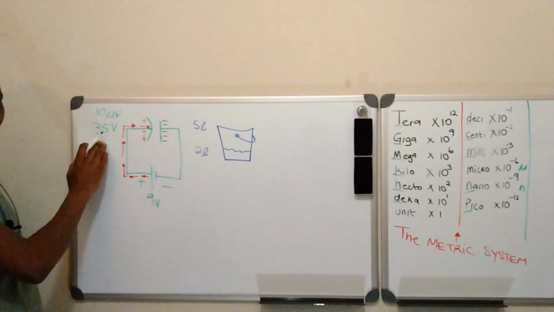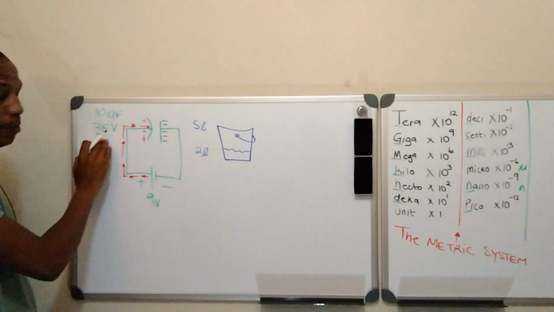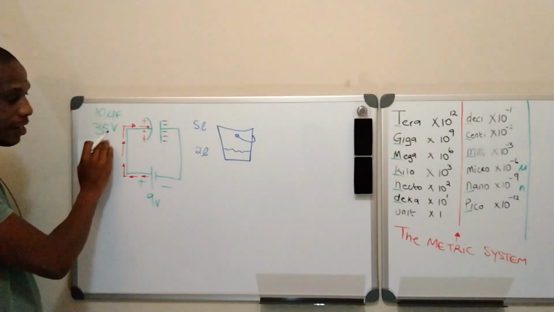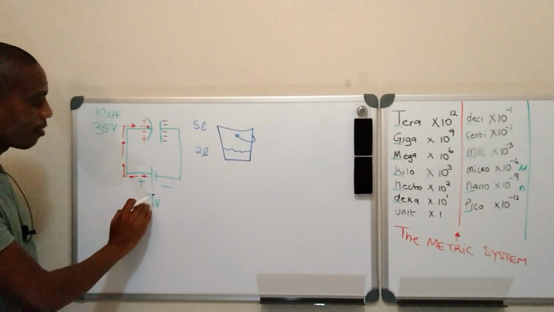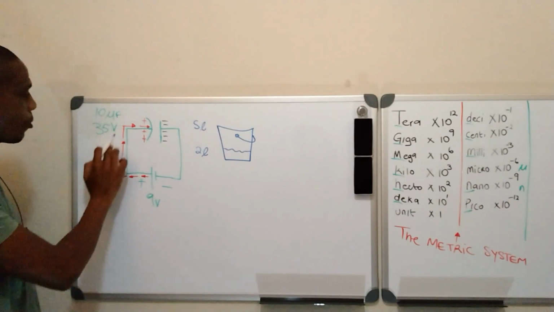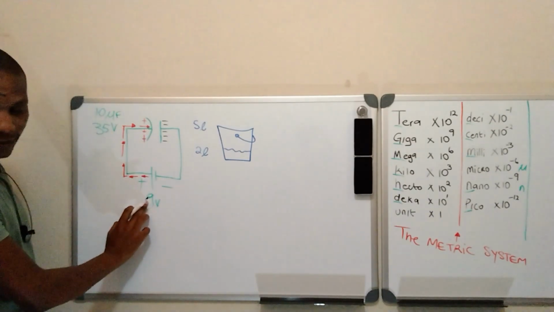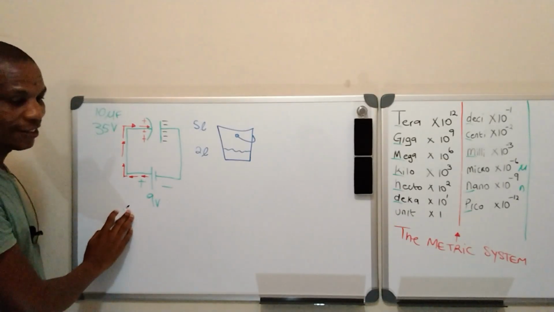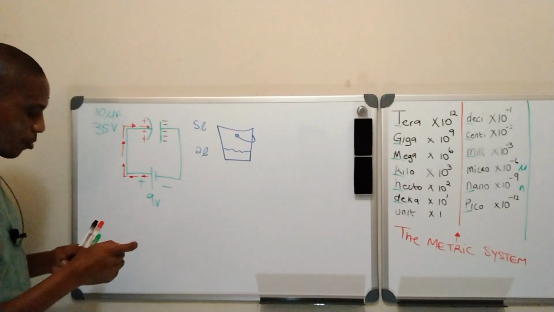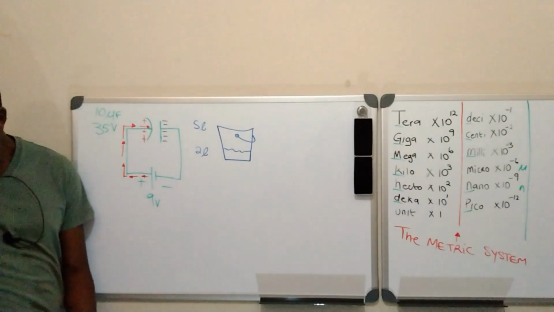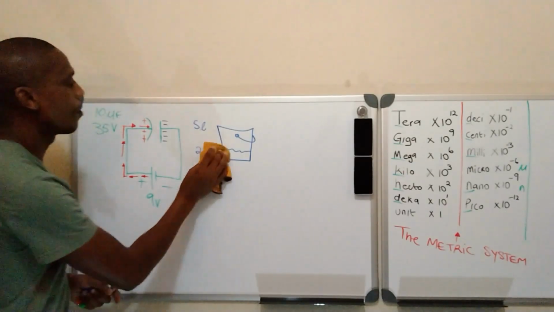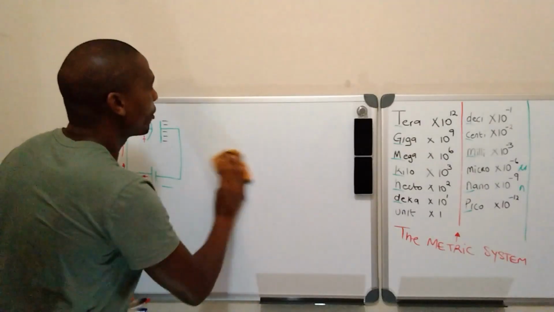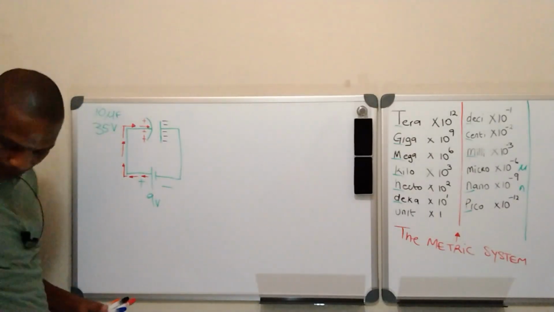The same applies with the capacitor. This capacitor can handle up to 35 volt. Does it make sense? But you only supply it with 9 volt. So it will charge up to 9 volt. Then it will stop right there. So now we need to calculate how much charge we will have in this capacitor after it is fully charged.